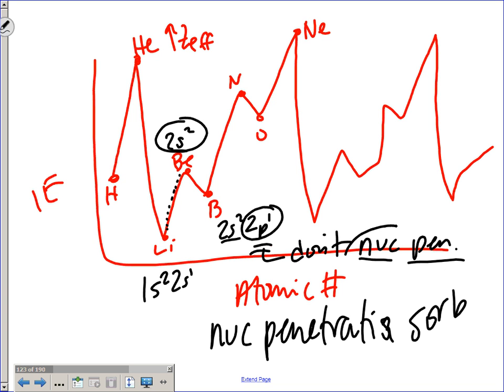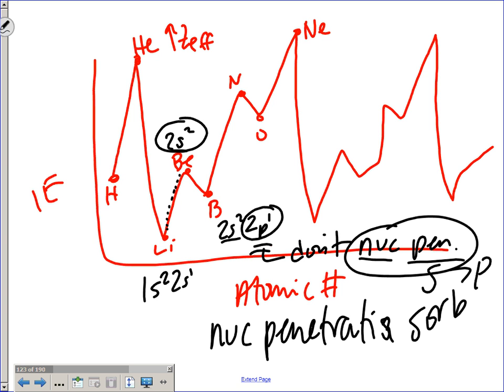Nuclear penetration refers to what they just said. You guys have this in your notes. S undergoes higher nuclear penetration than P, then D, then F. So highlight or star that from their group's information. Nuclear penetration: S is greater than P.